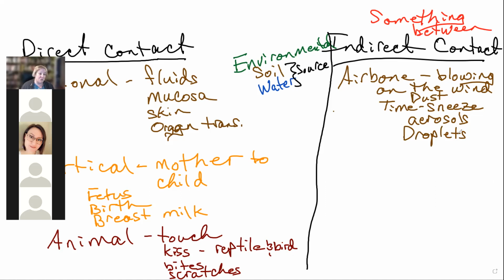Microbiologically speaking, droplets are huge. And they fall out of the air on average after about 3 feet, 1 meter. My understanding was that droplet transmission was considered direct because they fall out of the air so quickly, it's somebody sneezing in your face and you feel wet. But in the book, it says it's indirect. So we're going to go with what the book says.